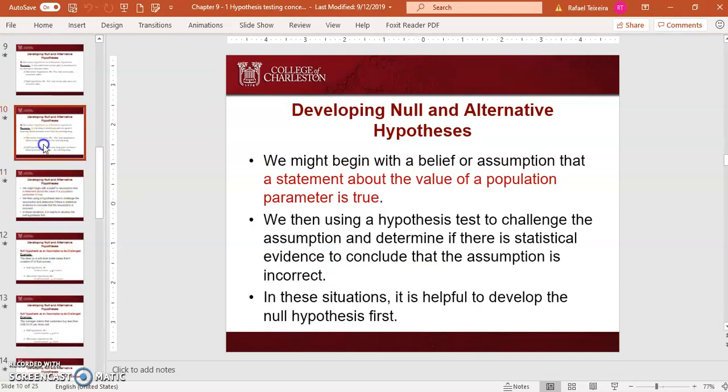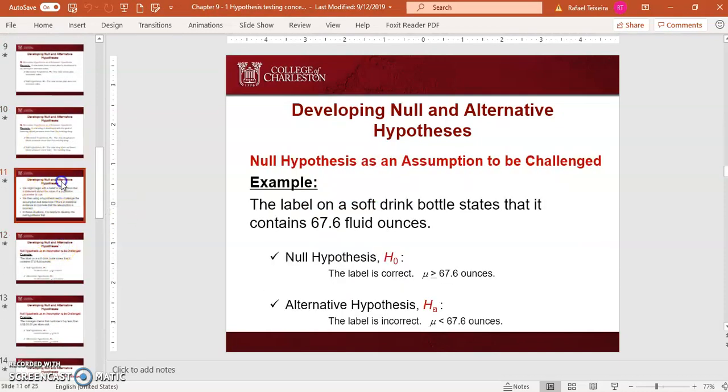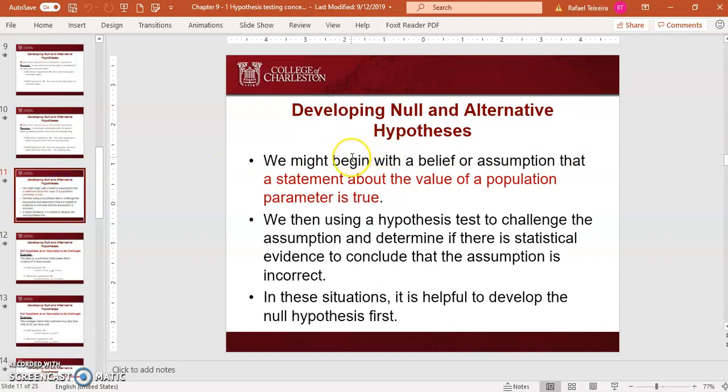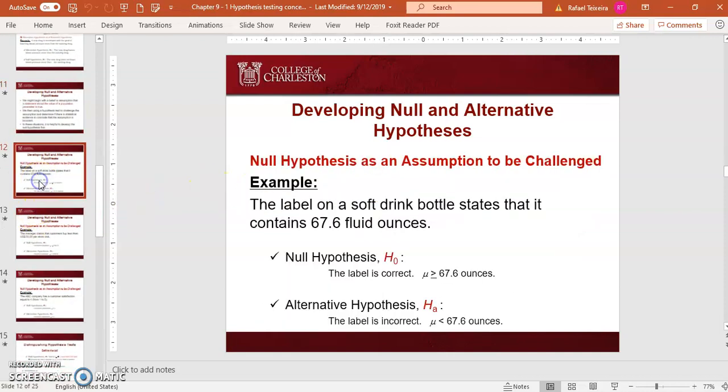Okay, so let's see if I can talk about beginning the hypothesis formulation with the null hypothesis. We might begin with a belief or assumption that a statement about the value of a population parameter is true. That's what I was telling you at the beginning of this class. We believe that we sell such amount of sales every day. We believe that customers are happy or satisfied with our stores and our, let's say, sales force or whatever. Okay. So let's take a look at some null hypotheses as an assumption to be challenged.